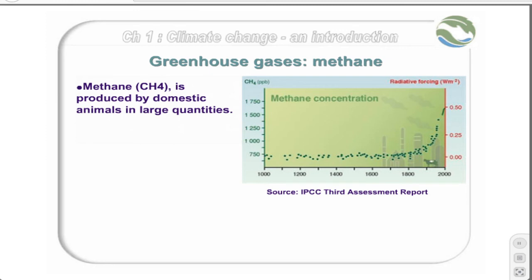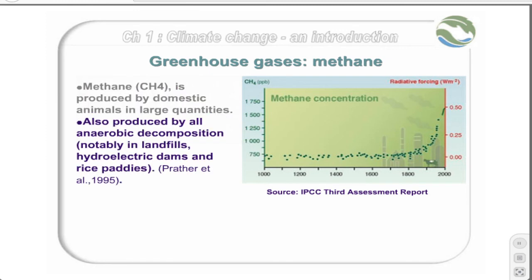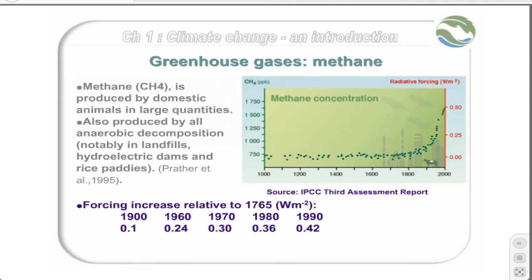Methane is produced by domestic animals in large quantities, but it's also produced by all anaerobic decomposition, most notably in landfills, hydroelectric dams, and rice paddies. As shown in the table below, the forcing relative to 1765 is only 0.1 in 1900, but increased to 0.42 watts per square meter in 1990, a considerable increase in the rate of accumulation.